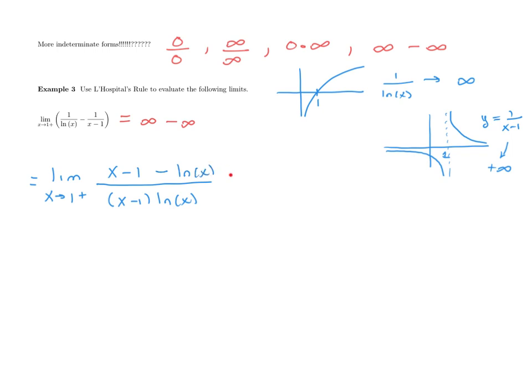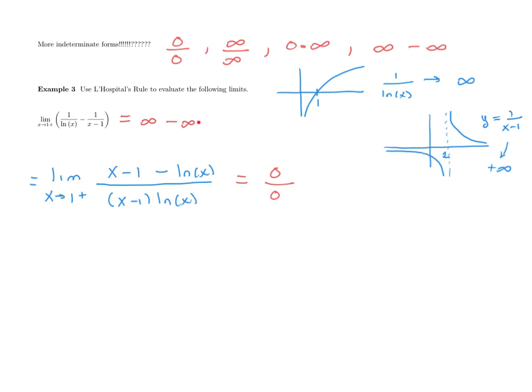So this is our fraction, a single fraction. Is this also an indeterminate form of either this form or that form? Well, let's see. If we put 1 into the numerator, we get 1 minus 1, which is 0. And the natural log of 1 is 0 as well. So this is 0 in the numerator. And if we put 1 into the denominator, 1 minus 1 is 0. The natural log of 1 is also 0. So this is 0 over 0.